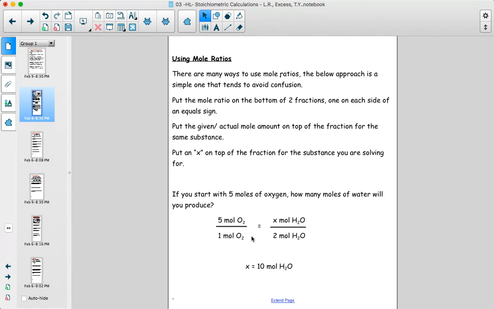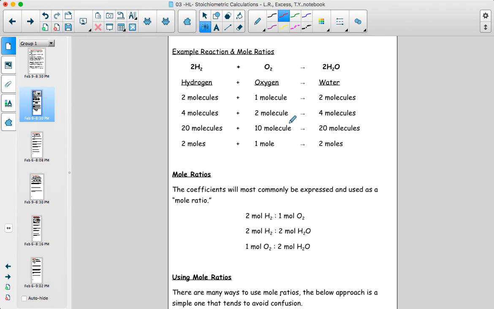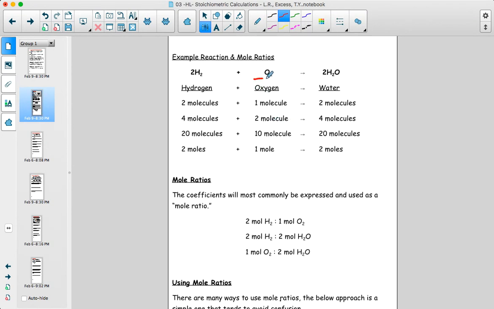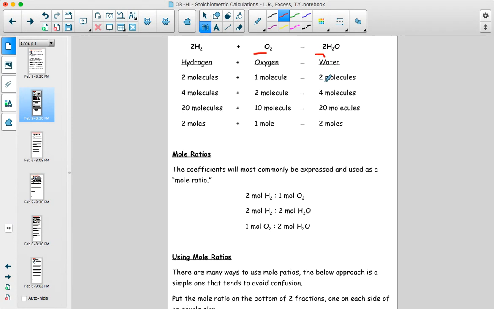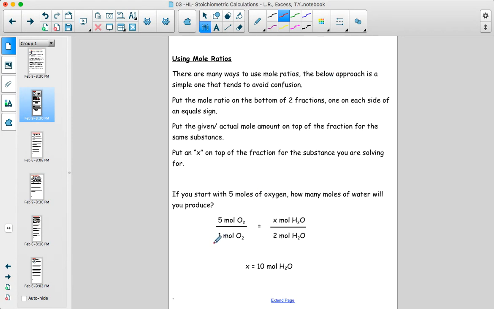So just as a matter of practice, here's how I would do it. I would take the coefficients from the equation, which are for oxygen 1 and for water 2, and I would put them on the bottom of a fraction.